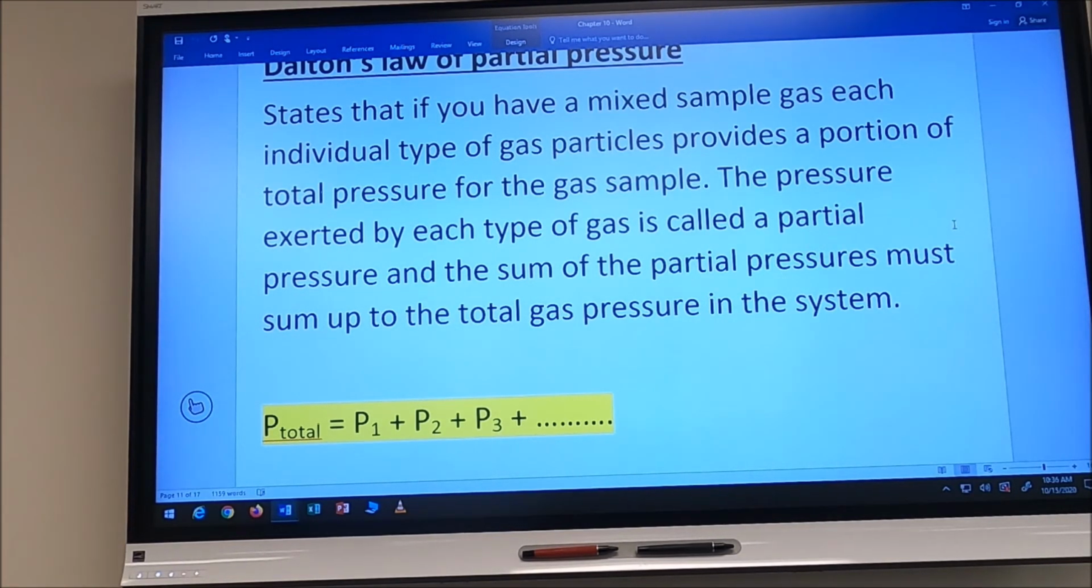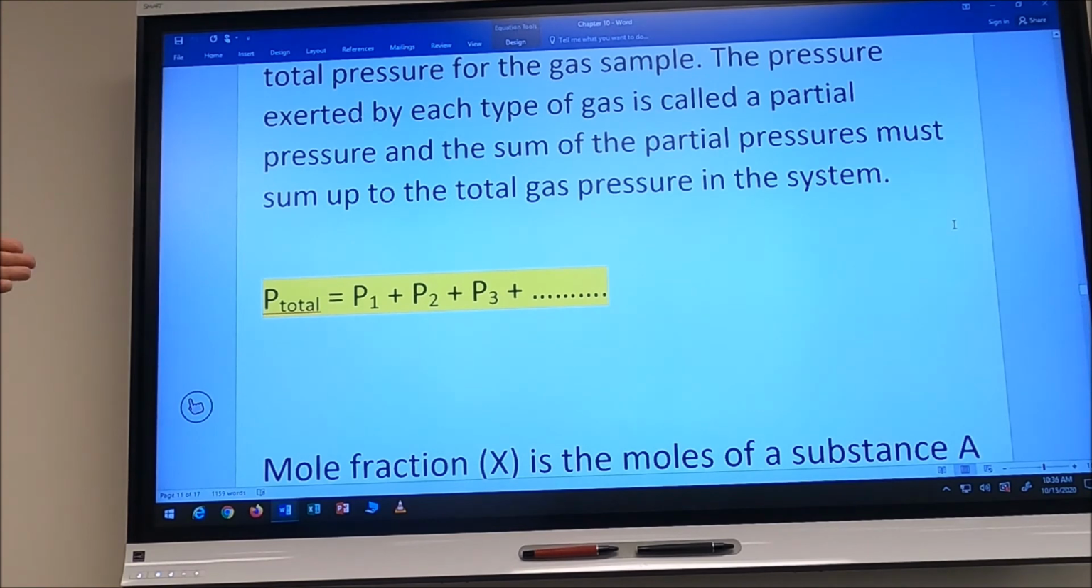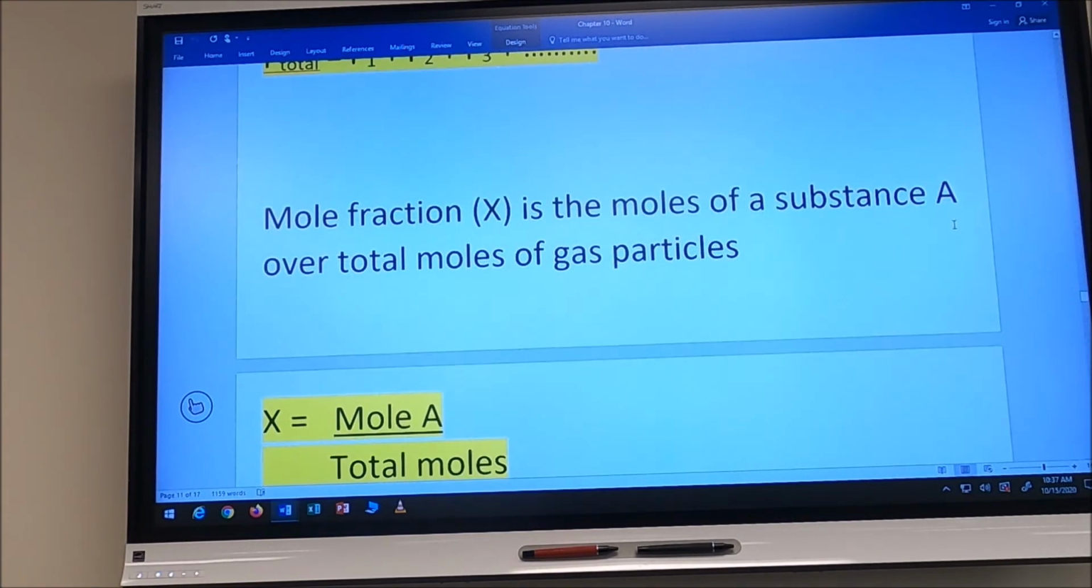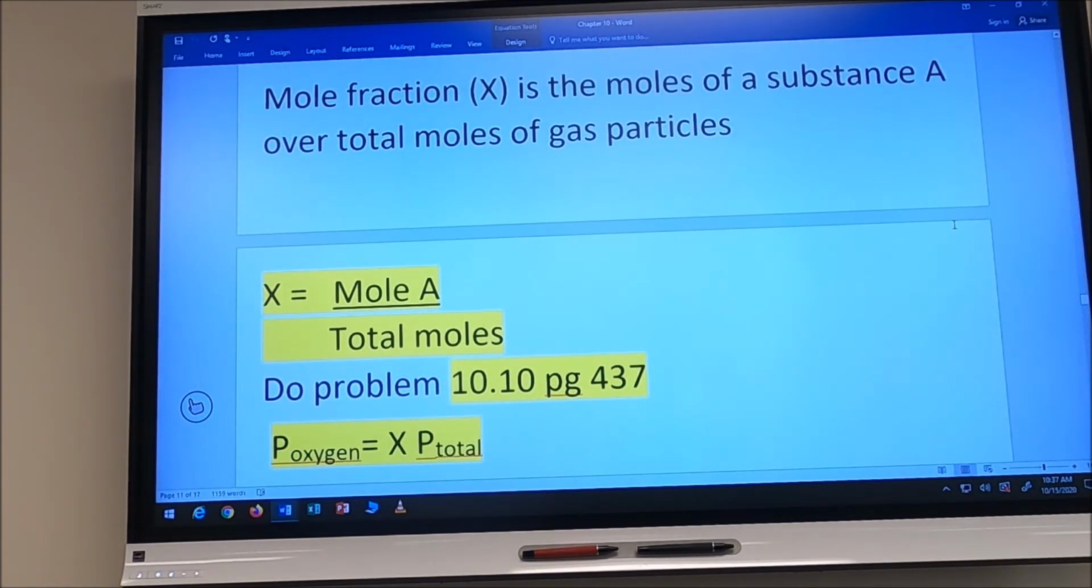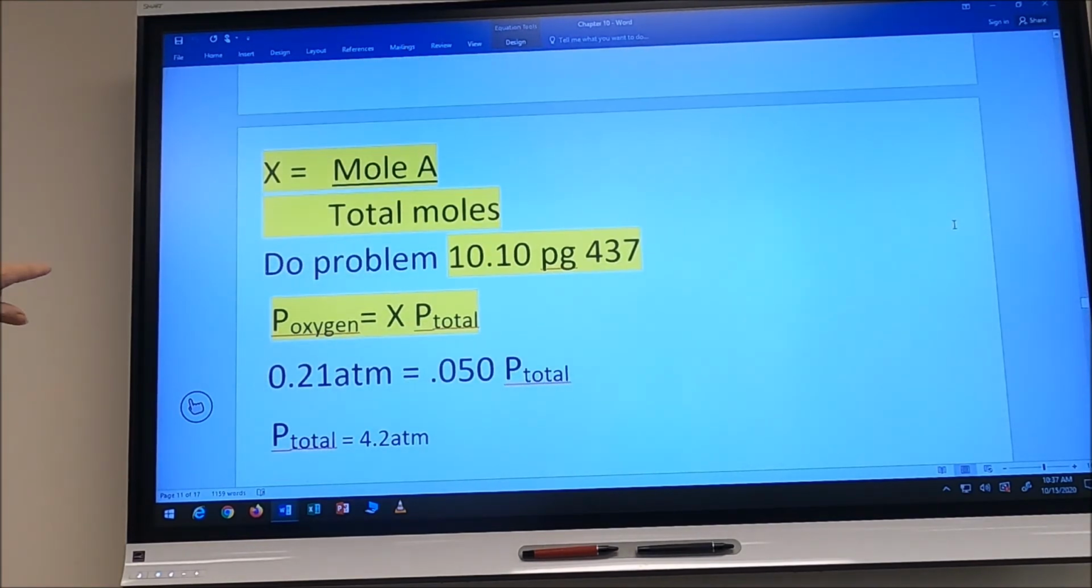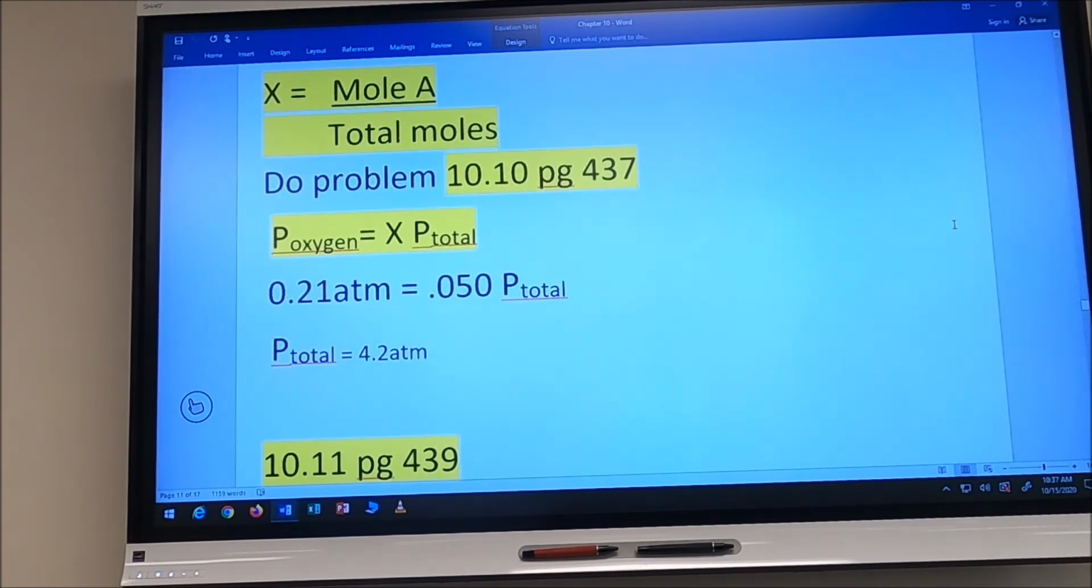So he said that the pressure exerted by each type of gas would be called the partial pressure. And the sum of the partial pressures must sum up to the total pressure of the system. So he said total pressure is partial pressure from particle type 1 plus partial pressure for particle type 2 plus partial pressure for particle type 3, for however many different kinds of gas particles you have. Now, mole fraction X is the moles of substance A over total moles of particles. So X is moles divided by total moles. Turns out that partial pressure is equal to mole fraction times total pressure.